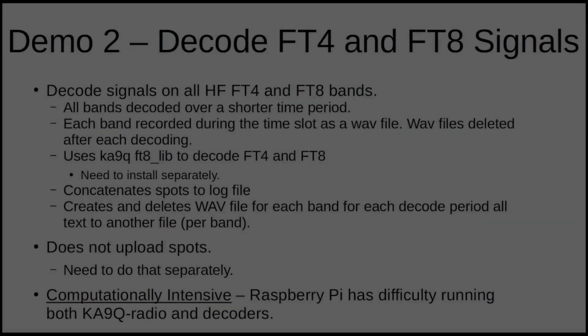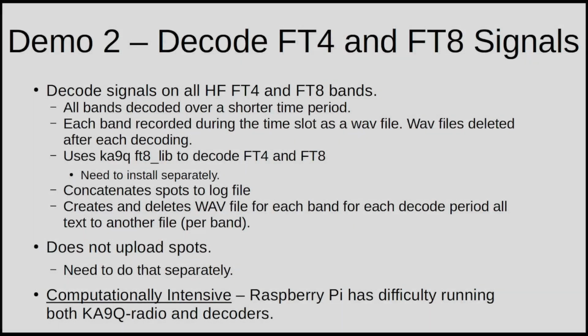FT4 signals, and then later on FT8 signals. We will decode signals on all of the various FT4 and FT8 HF bands, respectively. These bands are decoded over a bit shorter time period than the WSPR signals. Each band is recorded during the time slot as a WAV file, and the WAV files are deleted after decoding. It uses the KA9Q FT8_lib to decode these signals, and that needs to be installed separately, as we discussed earlier.